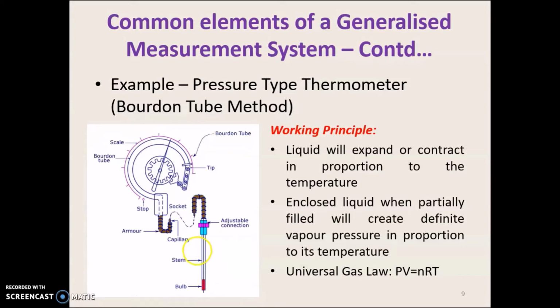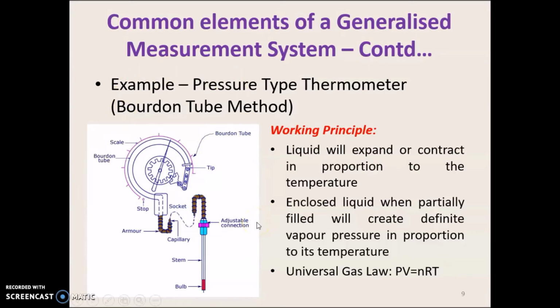Based on this rise, the vapor pressure, that is the vapor which is filled over here, will move up, and this tube is going to be moved in accordance with this movement. This movement is going to affect the expansion in this Bourdon tube. This expansion in the Bourdon tube is going to affect the levering linkages and the gear wheel, and accordingly this pointer is going to move. This is how this generalized measurement system in this pressure type thermometer is going to work.